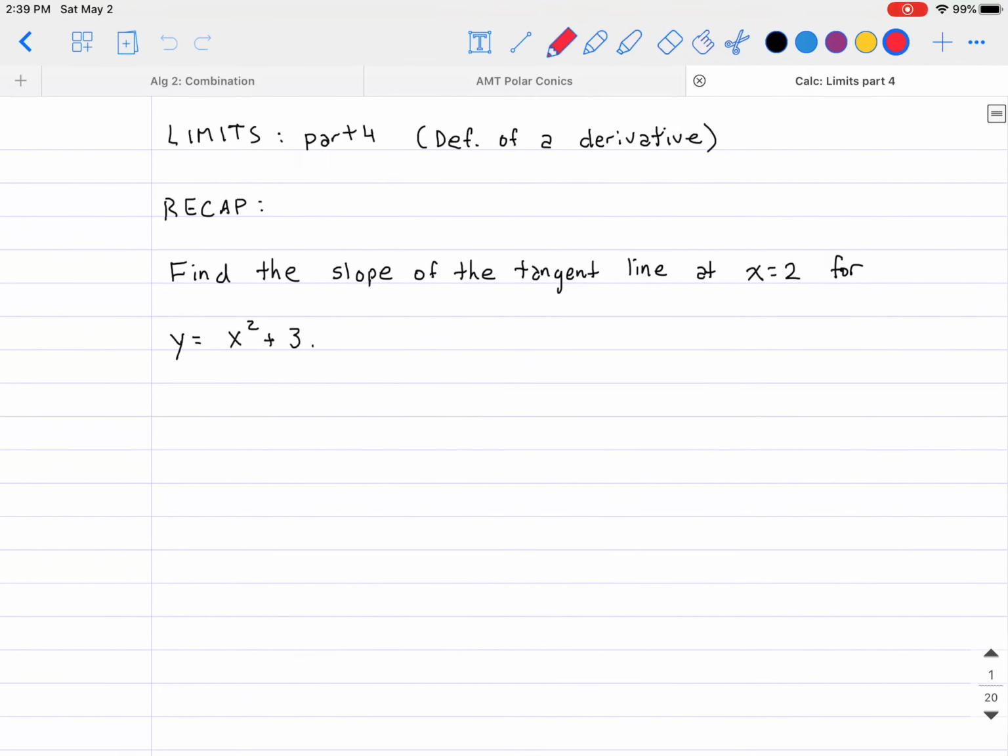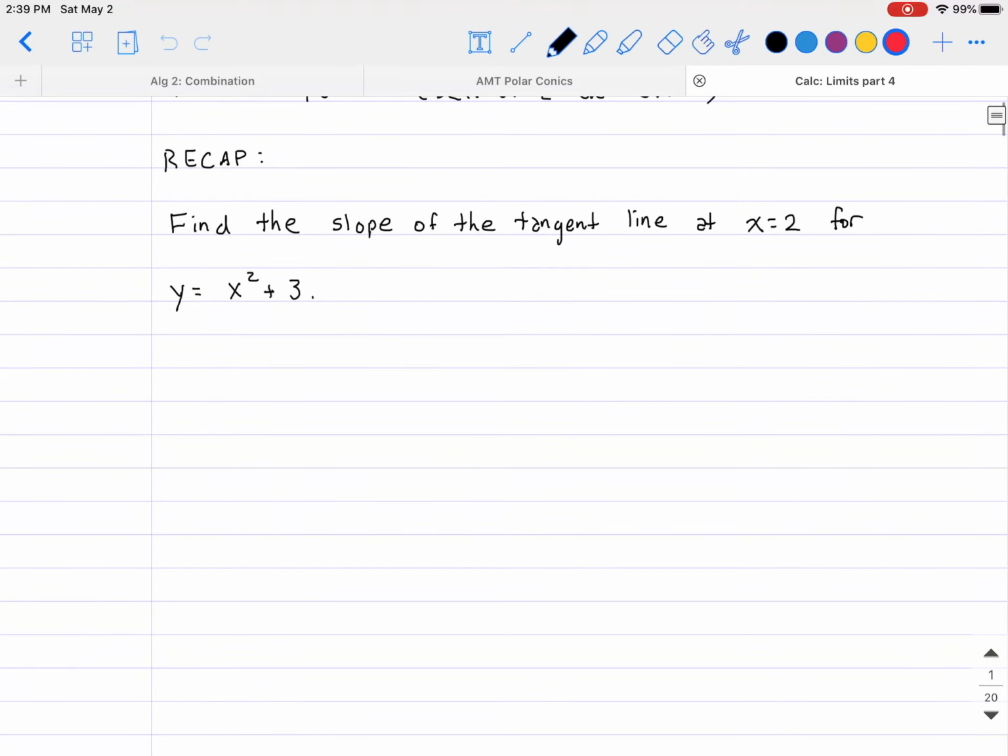So let's go ahead and do a quick recap first as to what we did last time, and here is an example of it. For example, find the slope of the tangent line at x equals 2 for y is equal to x squared plus 3. We can denote it as the tangent slope at x equals 2, and there are two ways of solving it. Number one, we can use the limit as h approaches 0 of f of 2 plus h minus f of 2, all divided by h.